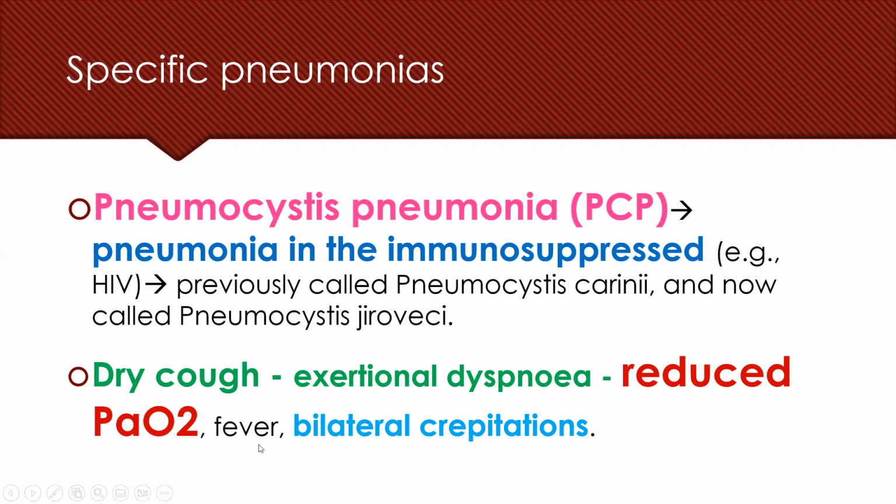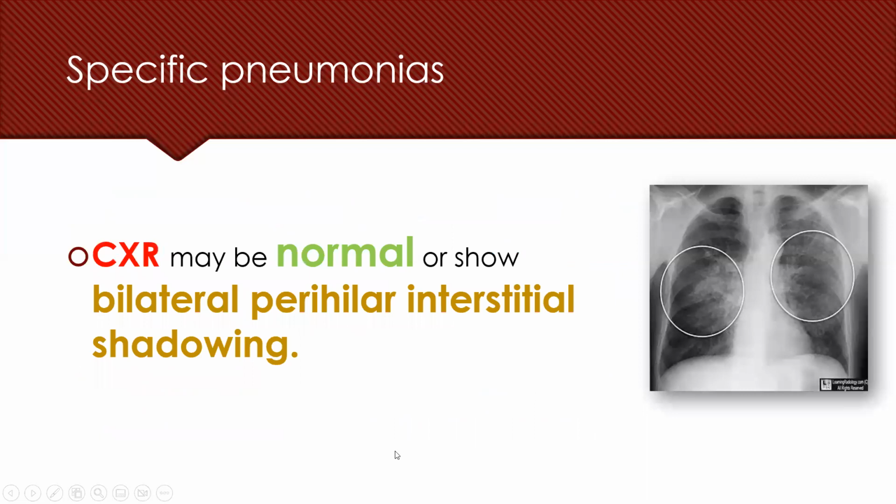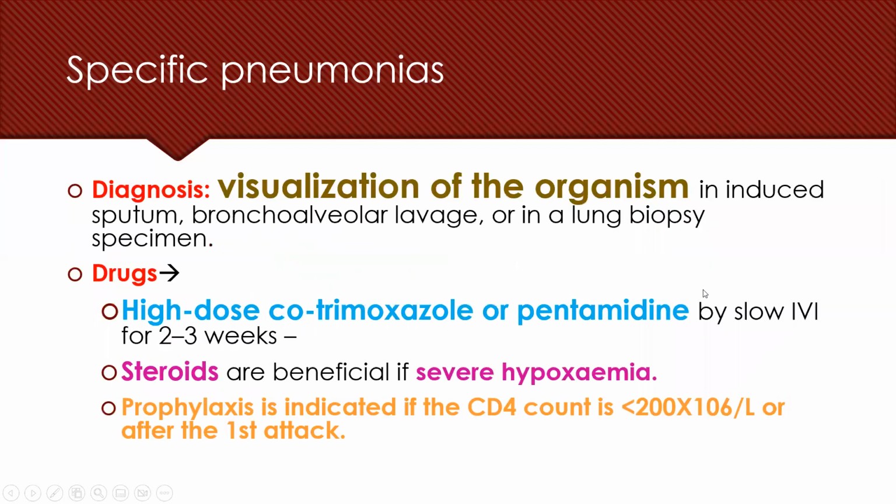Patient again may have fever and bilateral crepitations. And by the way, chest examination may be normal in a patient with Pneumocystis pneumonia. Chest X-ray can be normal or may show a bilateral perihilar interstitial shadowing, as you can see here. This is a bilateral perihilar interstitial shadowing.